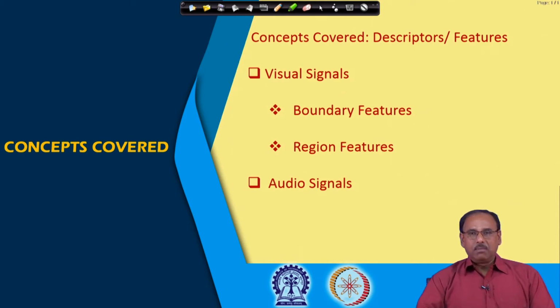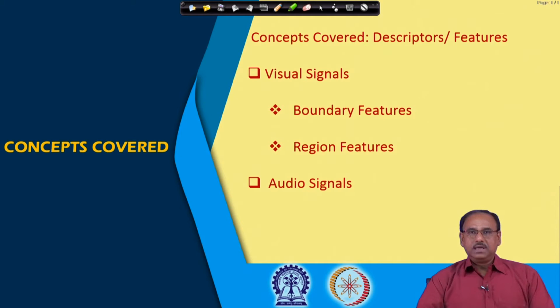So, firstly I will talk about the visual signals, or how I extract different types of features or descriptors from a visual signal. And these descriptors can be of two types, as we have already said. The descriptors can be obtained from the boundary, which tells you the boundary property. They can also be obtained from the region, which tells you the region property. That includes the intensity, the color and the texture properties.